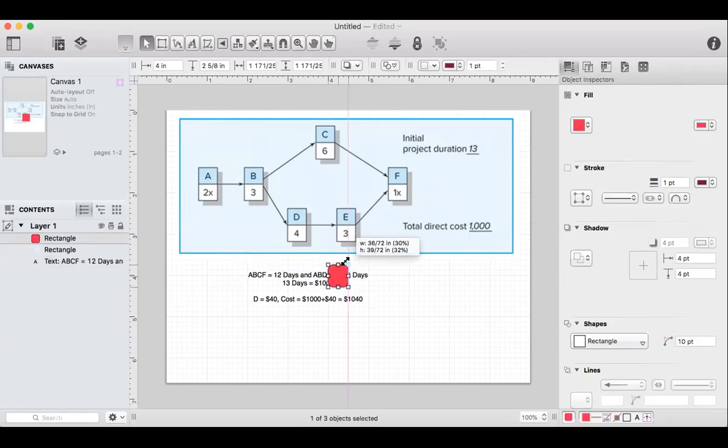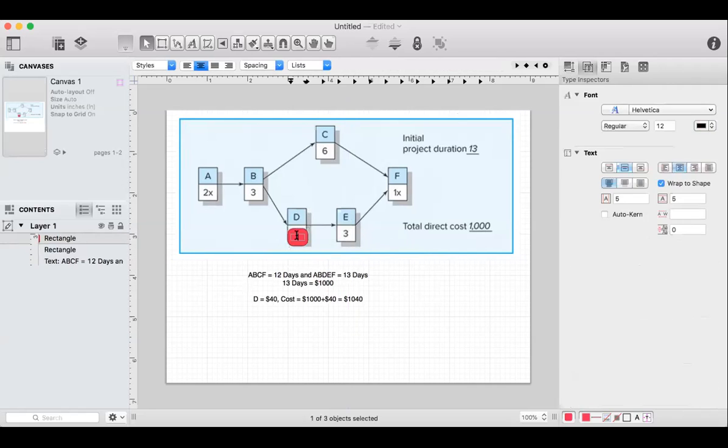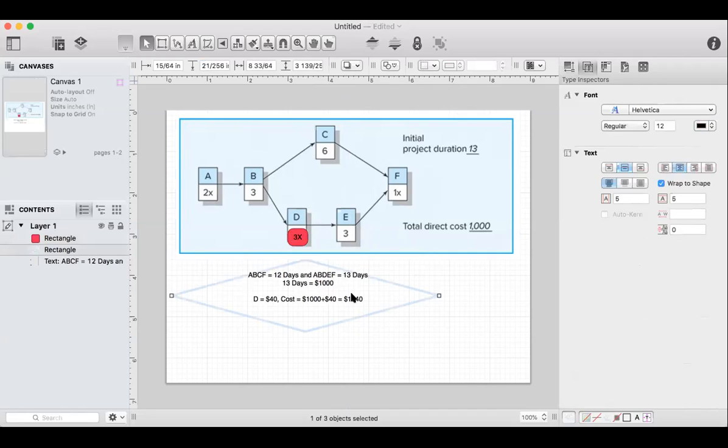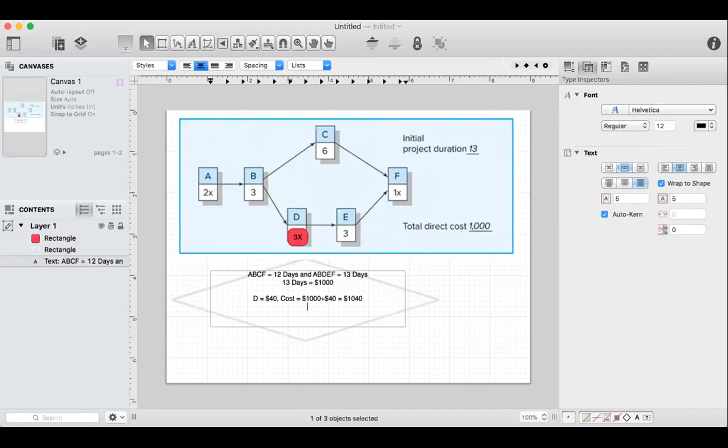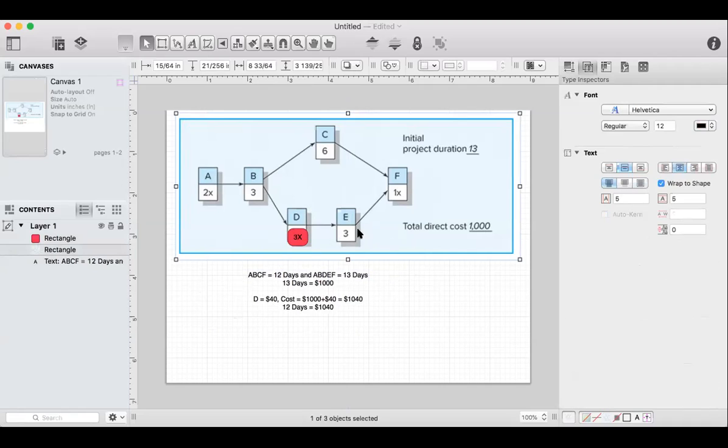So instead of 3, what do I put? Instead of 4, 3. 3x, so that I know I can't do it anymore. Then I'll count and I know, okay, now 12 days equal $1,040. Why 12 days? Because 3 plus 3 plus 3 plus 1 plus 2 equal 12 days. So that's 12 days, that's 13 days. That's what we know. Does that make sense? Pretty much.